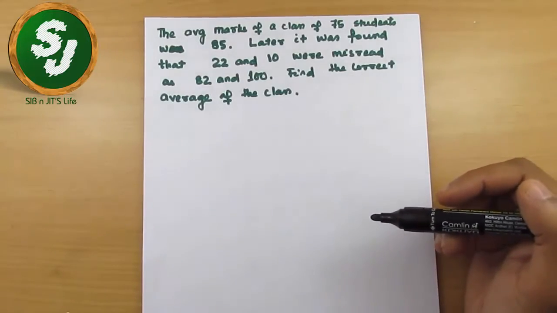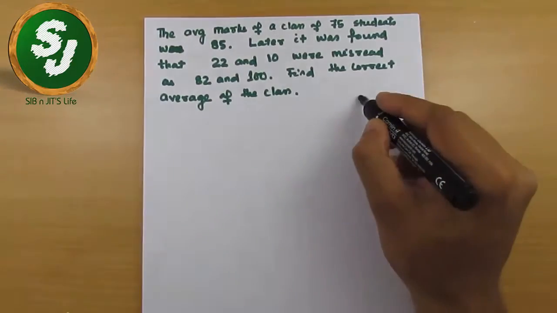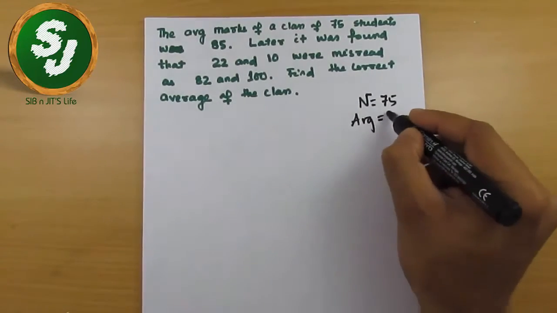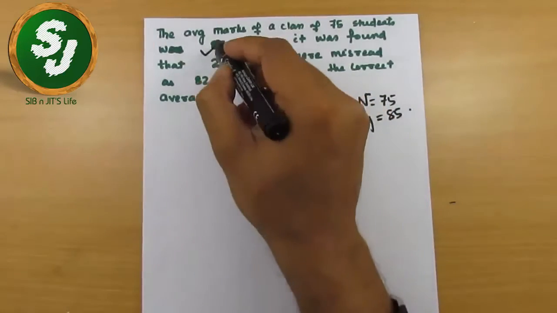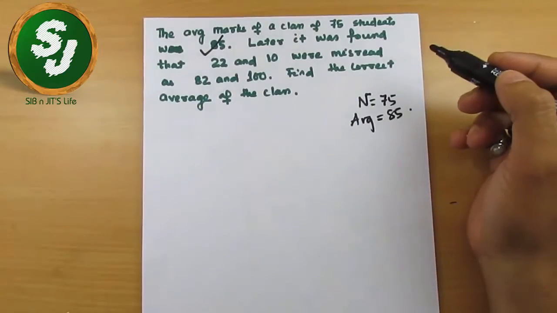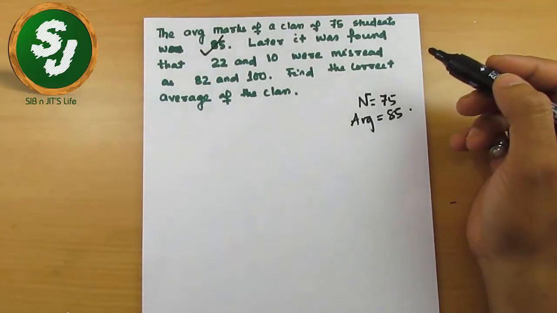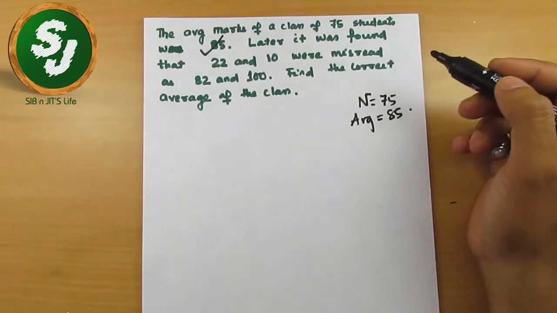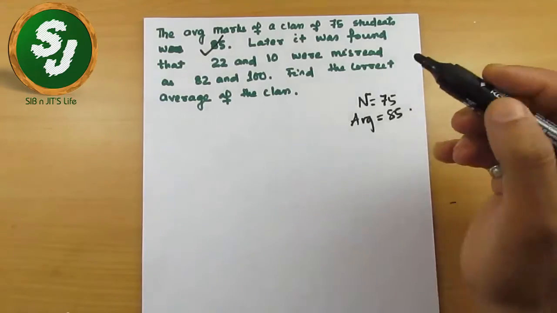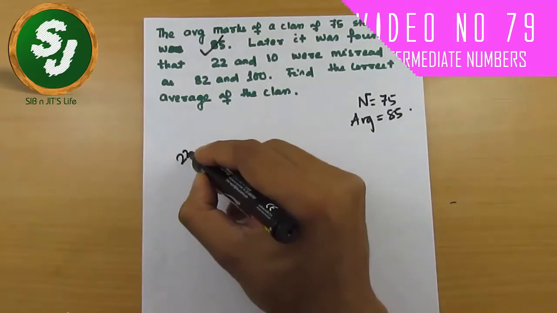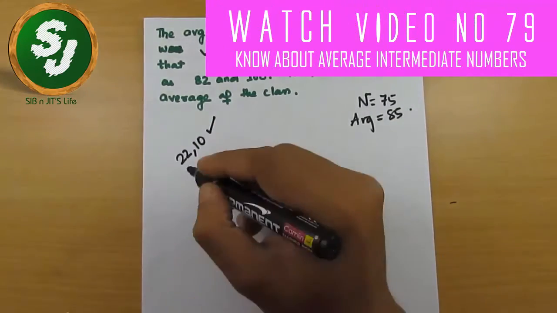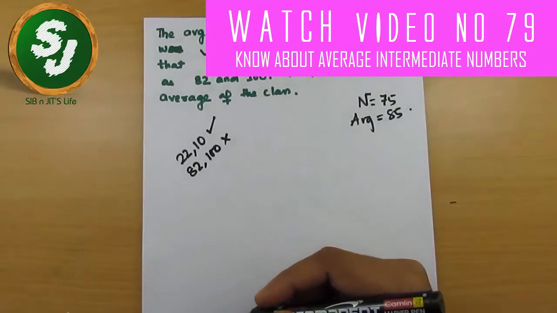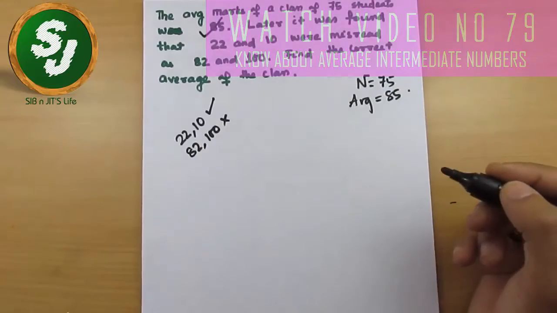The average marks of a class of 75 students, so let me note it down, n equals 75, and their average is 85. This is what is given. Later it was found that 22 and 10 were misread as 82 and 100. So 22 and 10 are the correct marks, and they were misread as 82 and 100, so these are wrong marks. Find the correct average of the class.